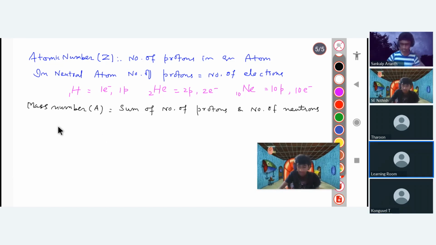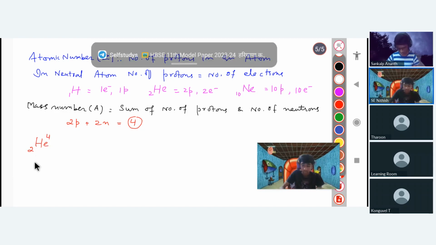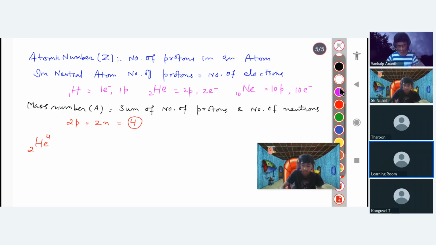So that means, for example, if there are two protons and two neutrons, what will be the mass number? It will be four, right? For example, helium: its atomic number is two, mass number is four. I will write it here: this two represents Z, the atomic number, and this four represents the mass number, A. Got it?